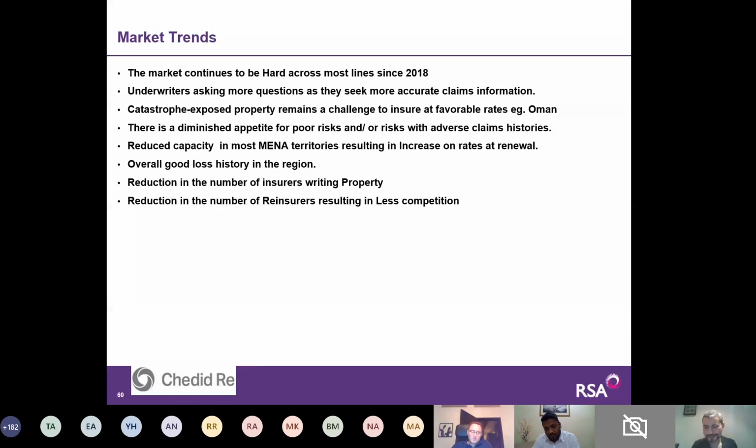Okay, we have to increase the price. There is a diminished appetite for poor risks. We are not going to accept them anymore. We were not accepting them before, but now our appetite is even refusing them at all. Overall, good history in the region.